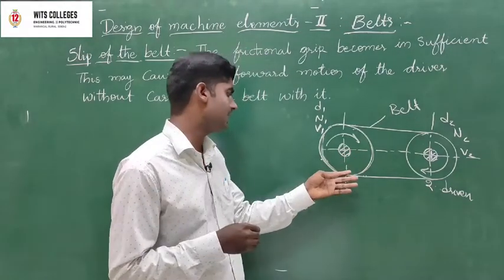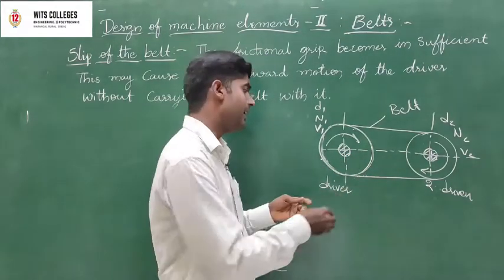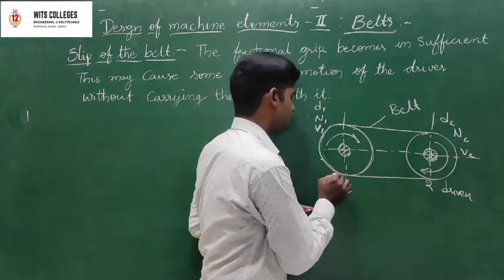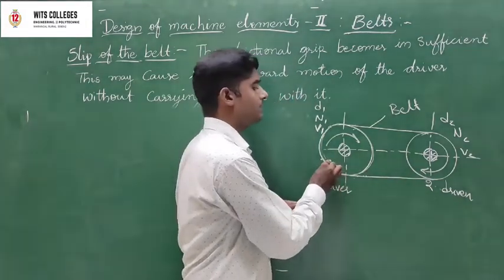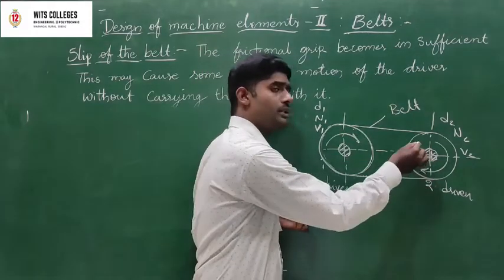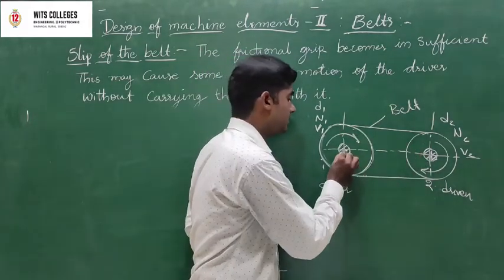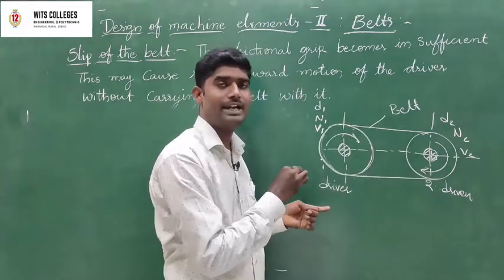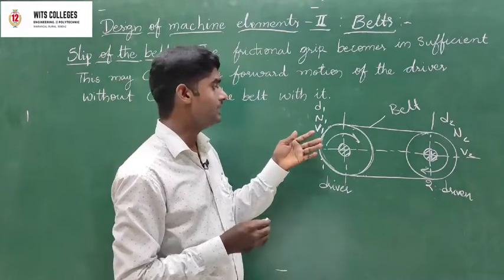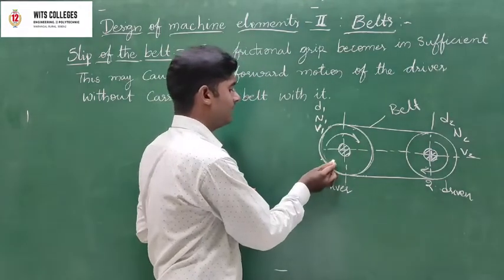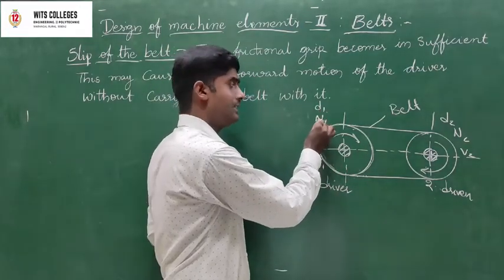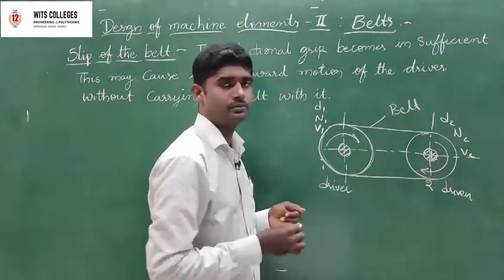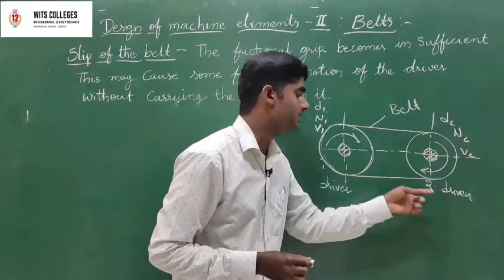This is one of the belt drives. It consists of two pulleys, pulley 1 and pulley 2. Power is transmitted from one shaft to another shaft using pulleys and a belt. The driver pulley has diameter D1, speed N1, and velocity V1, and the driven pulley has D2, N2, V2. This is the driver and this is the driven.